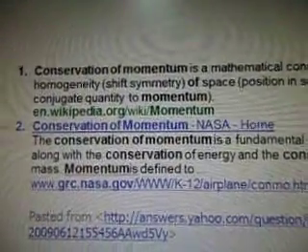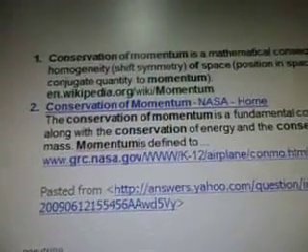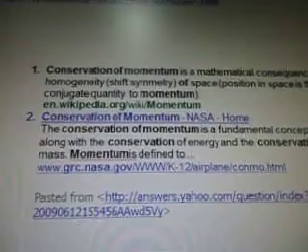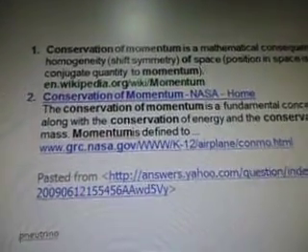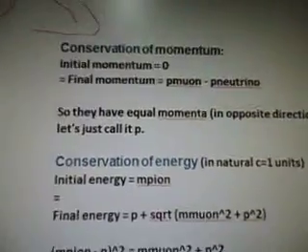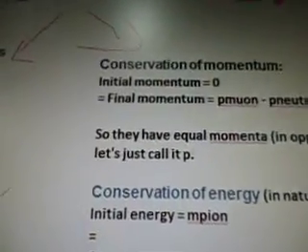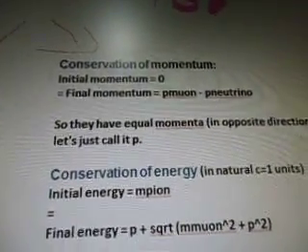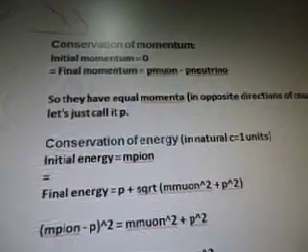Next was the conservation of momentum. It's a mathematical consequence of the homogeneity (shift symmetry) of space. Position in space is the canonical conjugate quantity to momentum. It's a concept of physics along with the conservation of energy and conservation of mass. And so I looked it up even more to find out what it is. Here's a diagram. It says initial momentum equals 0, equals final momentum equals P muon and P neutrino. So they have equal momenta in opposite directions, of course. Let's just call it P.